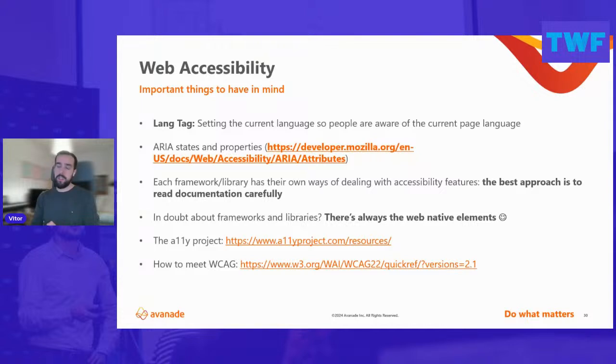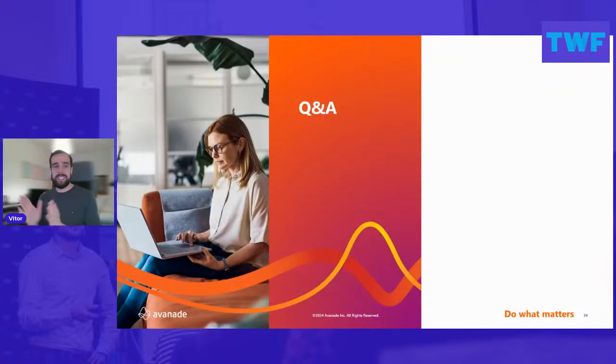And again, check the ARIA states and properties. Mozilla has awesome documentation on accessibility and ARIA attributes. Also read the documentation of the UI libraries you are using. And when in doubt, I always say, just use the web native elements. We have semantic HTML that works great. Just go for it. Don't be afraid. All right, that is it.